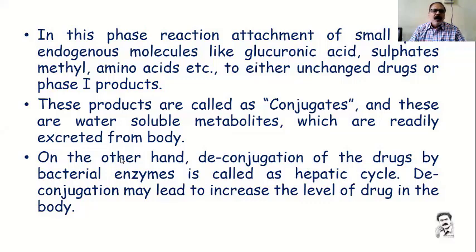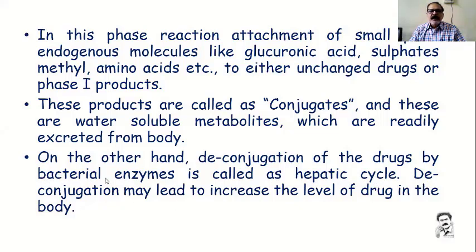And the last point: on the other hand, deconjugation of the drug by bacterial enzymes is called the hepatic cycle. Generally medical people use this term. What is the hepatic cycle? When bacteria come, they do the reverse reaction. These bacterial enzymes do the reverse reaction, deconjugation. That means the bonding will be broken. The attachment will be detached. This detachment done by bacterial enzymes is called the hepatic cycle. So deconjugation may lead to an increasing level of the drug in the body.